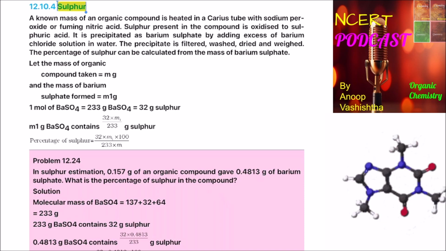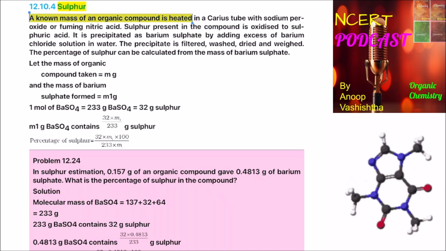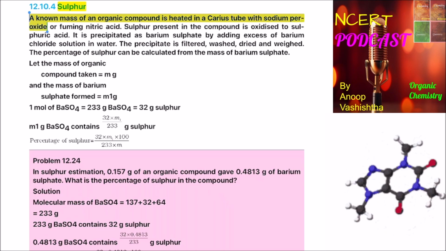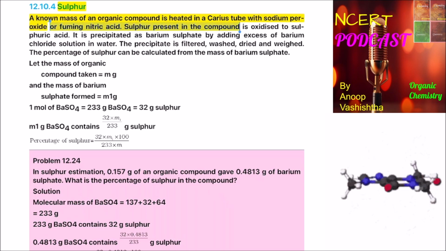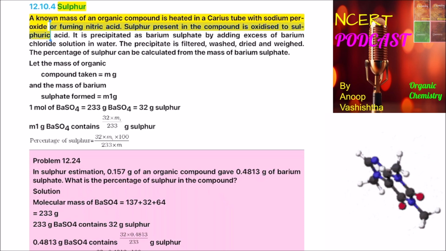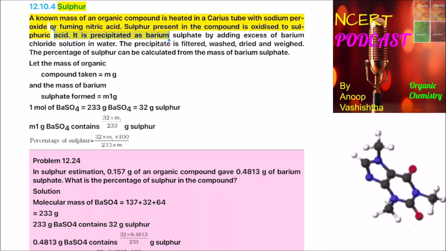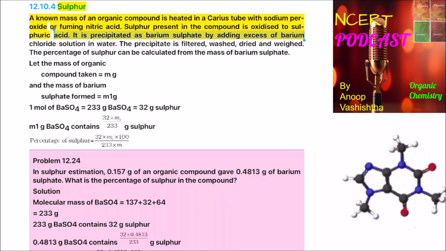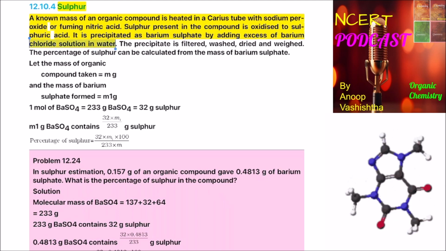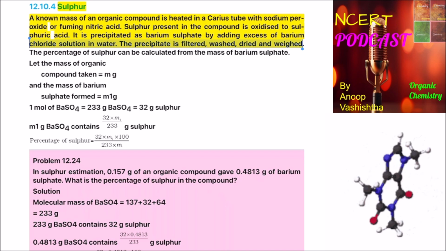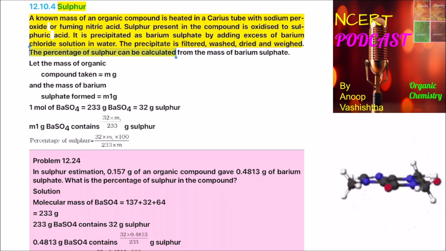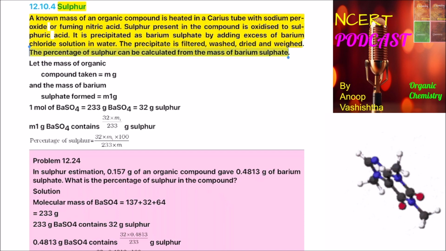Sulfur. A known mass of an organic compound is heated in a Carius tube with sodium peroxide or fuming nitric acid. Sulfur present in the compound is oxidized to sulfuric acid. It is precipitated as barium sulfate by adding excess of barium chloride solution in water. The precipitate is filtered, washed, dried and weighed. The percentage of sulfur can be calculated from the mass of barium sulfate.